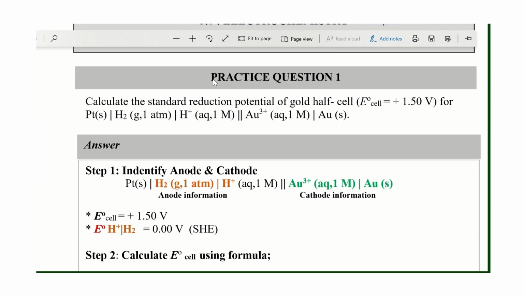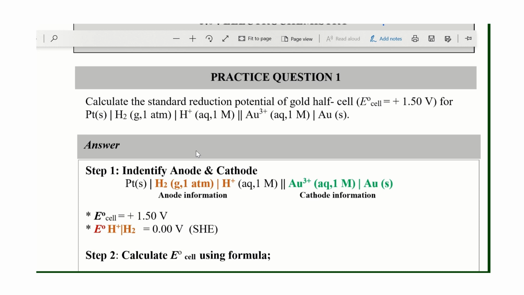Practice question 1 is to calculate the standard reduction potential of the gold half cell. E°cell is given as positive 1.50 volt, and we also have the cell notation. This is a cell notation of hydrogen and gold. So how do we solve this problem?